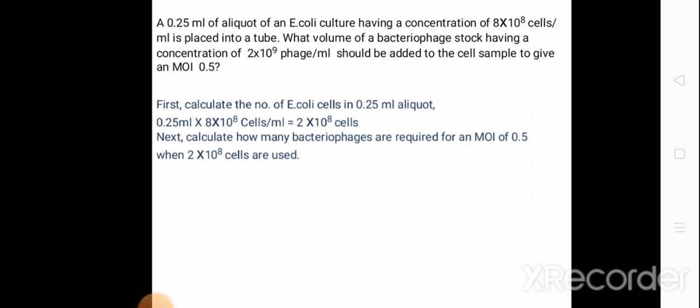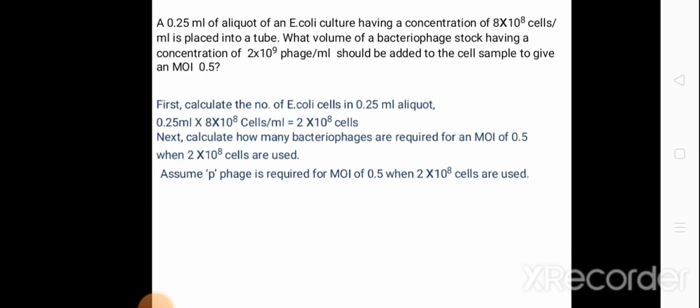Next, we have to calculate how many bacteriophage are required for an MOI of 0.5 when 2 into 10 to the power 8 cells are used. So we assume that P phage are required for MOI 0.5 when 2 into 10 to the power 8 cells are used.